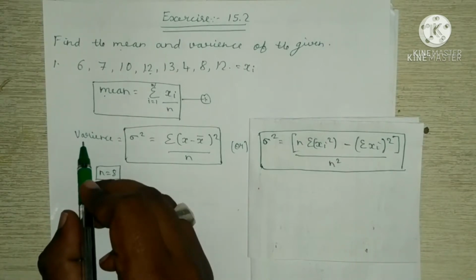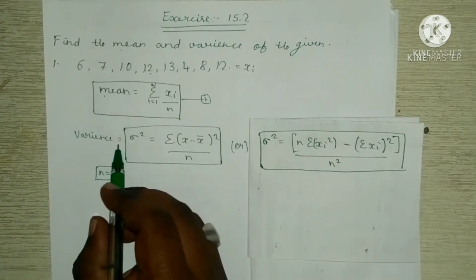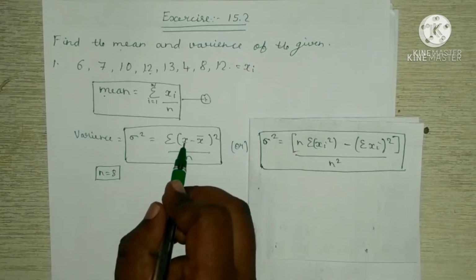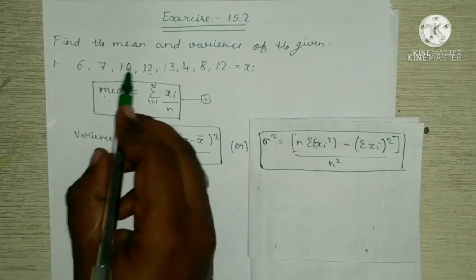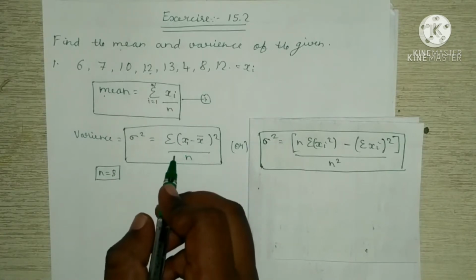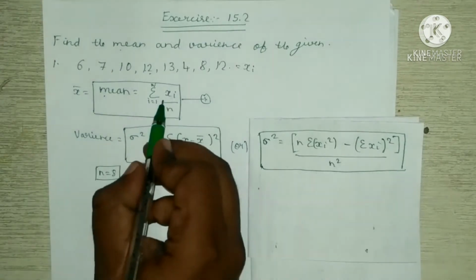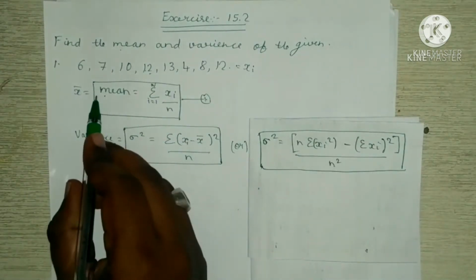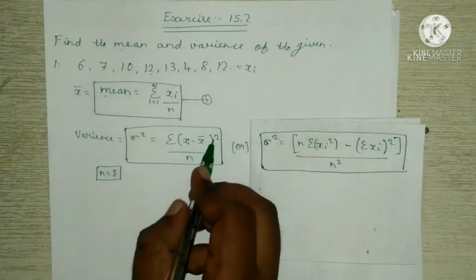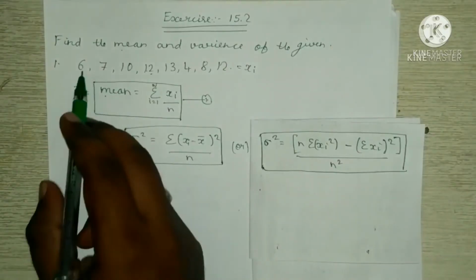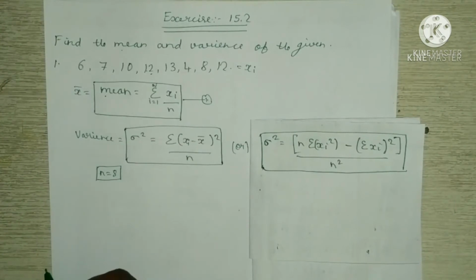Next we need to find the variance. The variance formula is sigma square is equal to summation of (xi minus x bar) whole square by n. xi is given in the question, and x bar is nothing but the mean, which is given by the mean formula. n is nothing but the number of digits, and n is equal to 8.